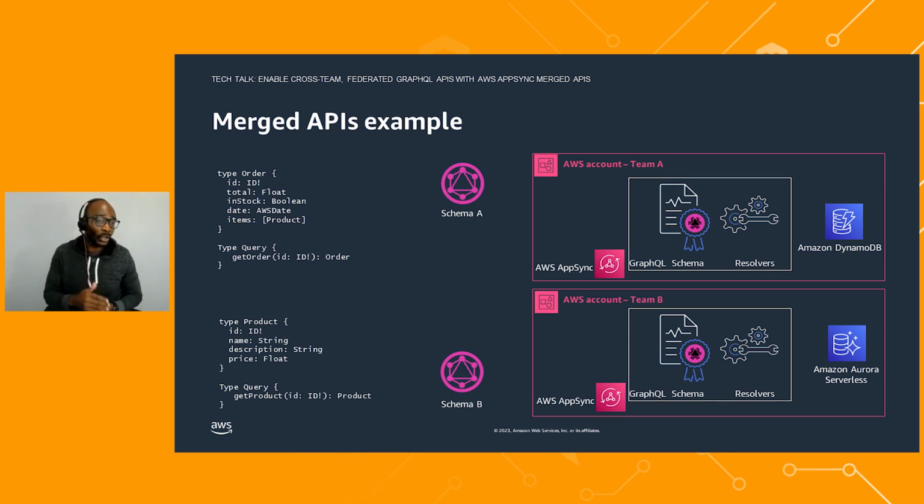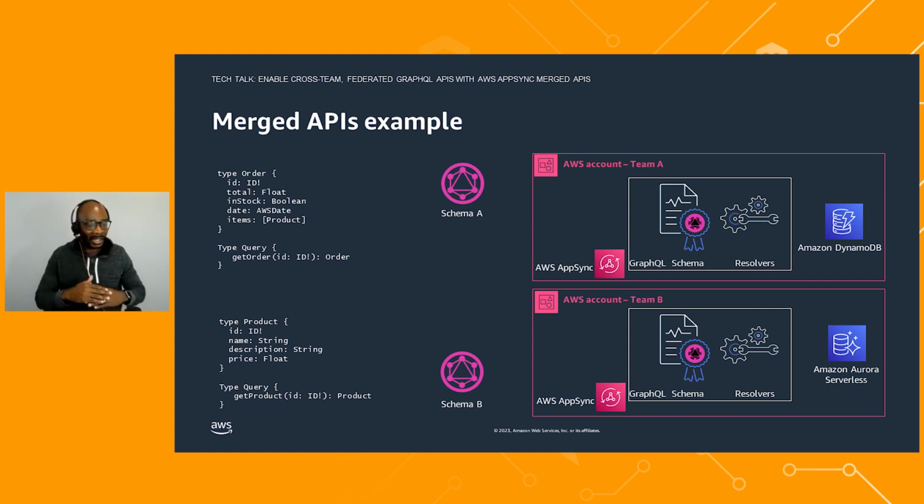Take for example the situation that we have here. We have two teams, Team A and Team B, each working on their API. Team A owns the orders in their backend, and their orders are stored in Amazon DynamoDB. Team B owns the product information, and they store that information in their Amazon Aurora serverless database instance.